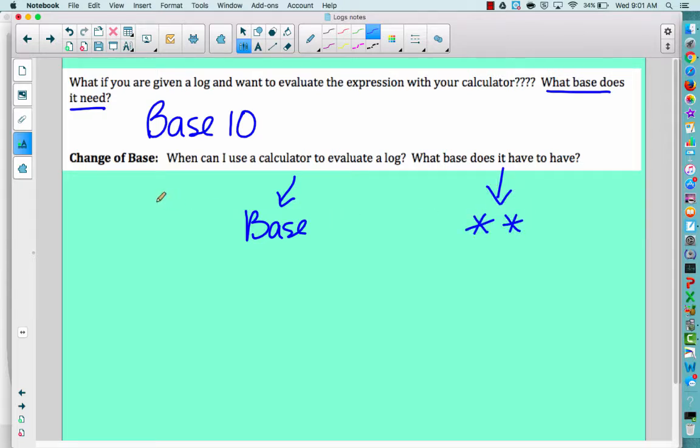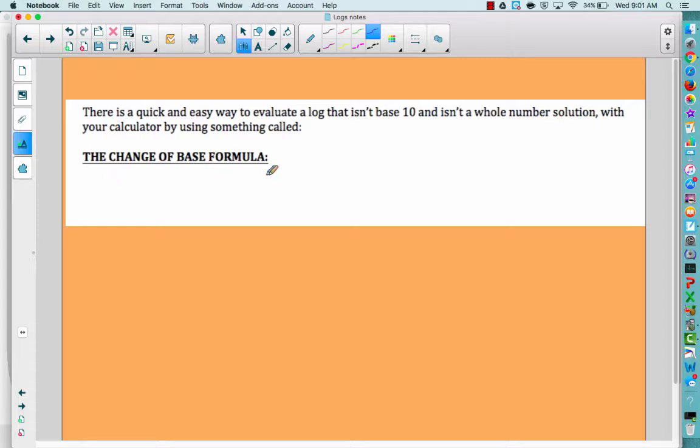Well, there is a way for you to change an expression of a log into calculator-ready form. It's something called the change of base formula. If you're given log base b of x and it's not a base 10 and you want to put it into your calculator, you can actually do the log of x over the log of b.